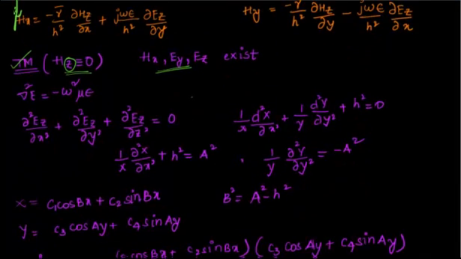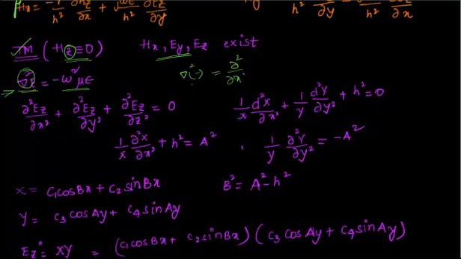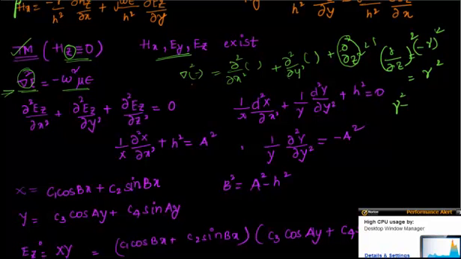Now let us start the derivation. Now we always start with this equation. Del square E is equal to minus omega square mu epsilon E. Now this del square, as I said, is Laplacian operator that can be written as dou square by dou x square of the field plus dou square by dou y square of the field plus dou square by dou z square of the field. Now I have already said that dou by dou z can be written as minus gamma. So the whole square of this will be gamma square. And we also have the relation gamma square plus omega square mu epsilon is equal to h square.